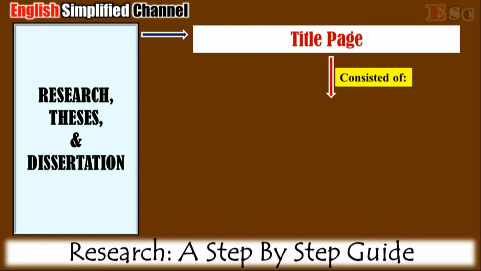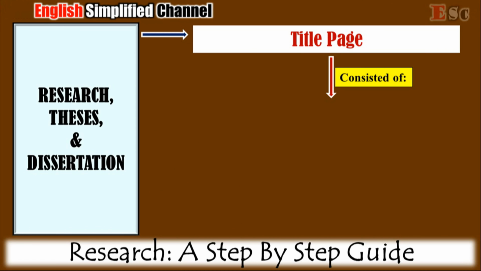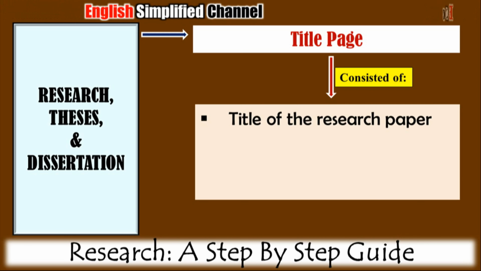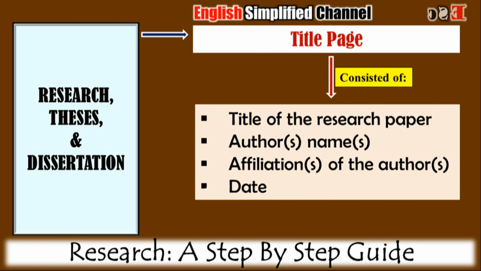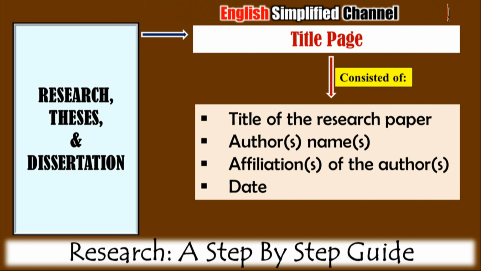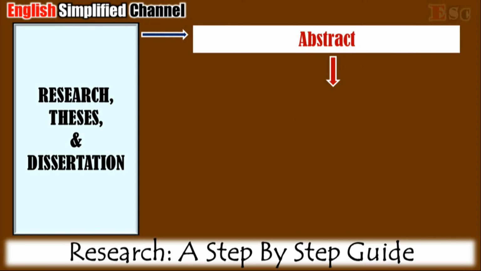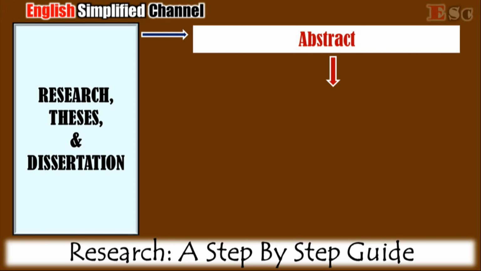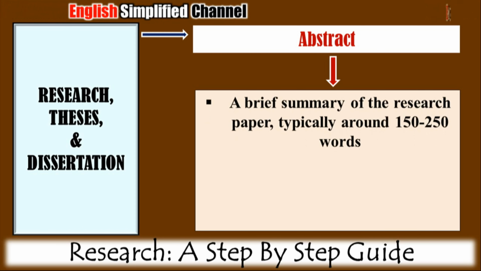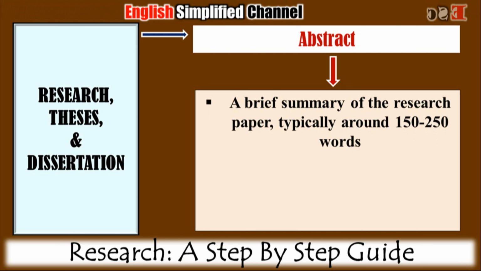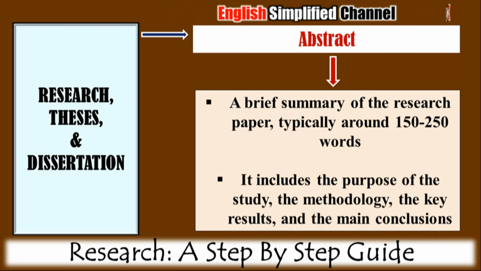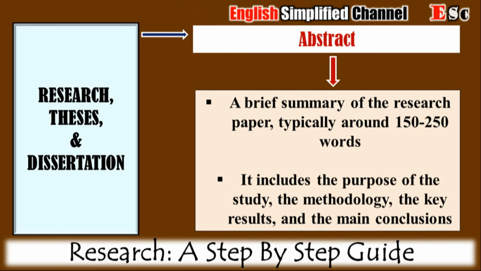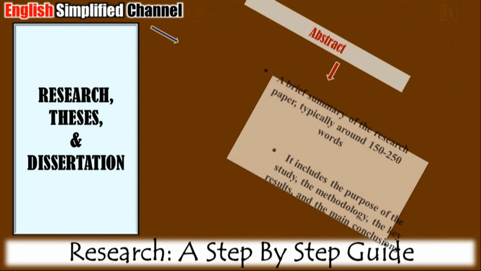Title page. The title page of your research, thesis, or dissertation consists of the title of the research paper, author's name, affiliation of the author, and date. Abstract. The abstract of your research paper, thesis, or dissertation is a brief summary of the research paper, typically around 150 to 250 words. It includes the purpose of the study, the methodology, the key results, and the main conclusions.